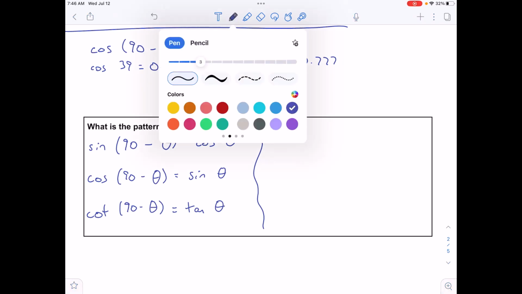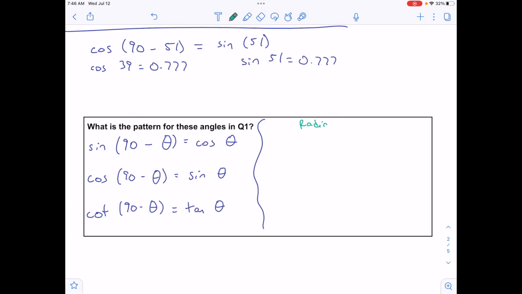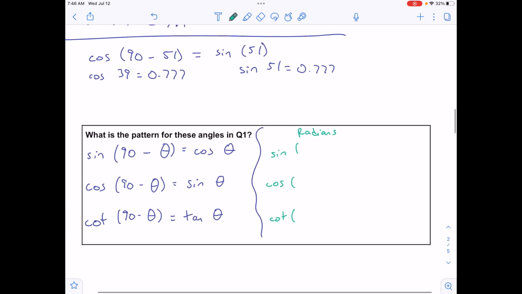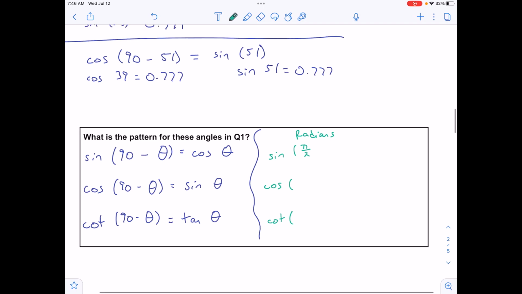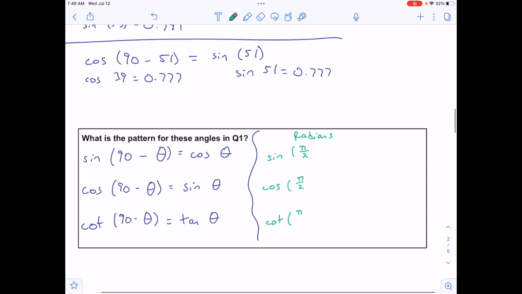If we wanted to write this in radians, the pattern exists. It's the exact same because radians are just a different way of writing angles. Except instead of 90 degrees, we write pi over 2. Pi over 2 take away theta is equal to cosine of theta, sine of theta, tan of theta. Okay, it exists all the same. Pretty interesting pattern for angles in Q1.